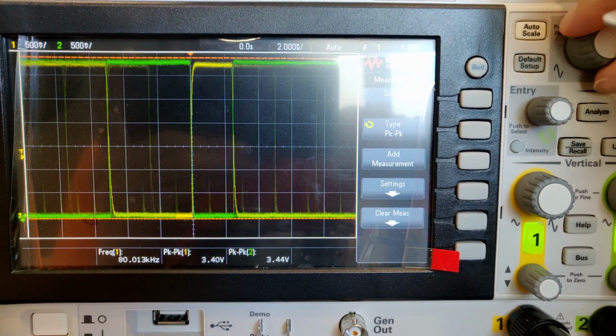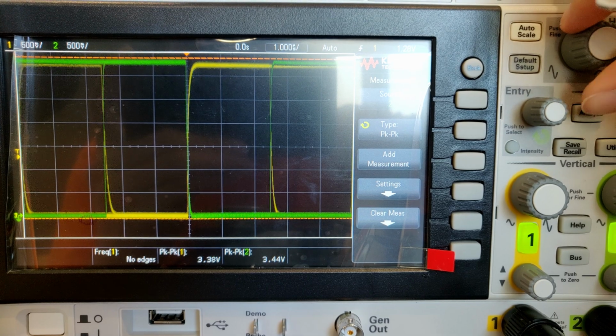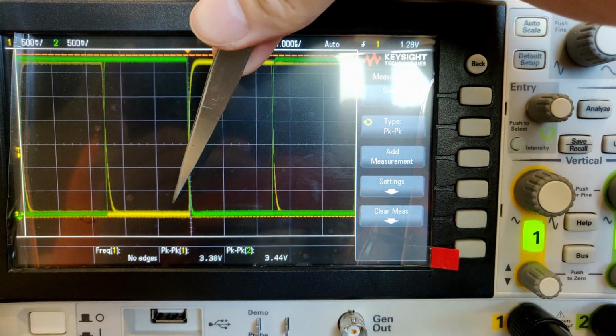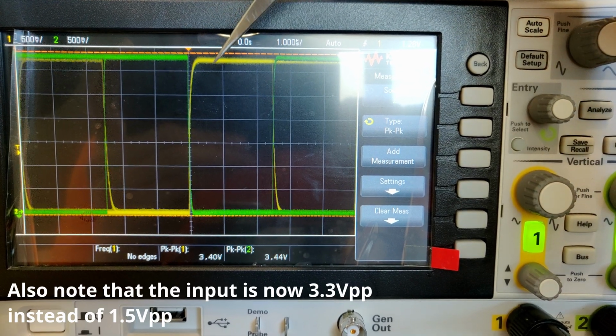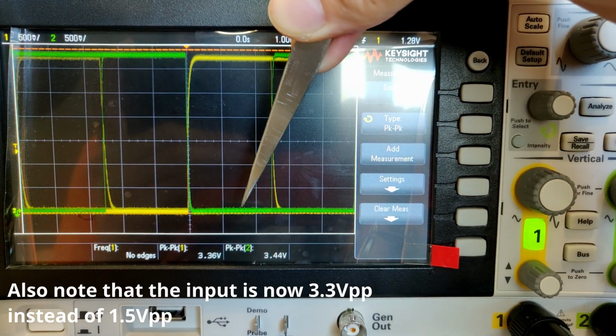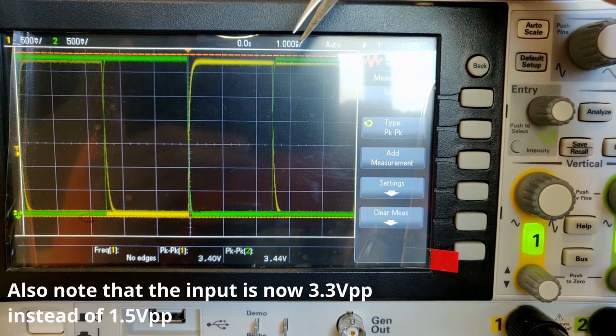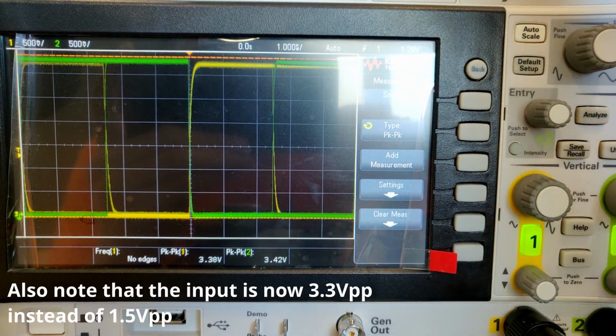Let's see if I can zoom in here. Yeah, you see? Whenever channel 1 is low, channel 2 is high. When channel 1 is high, channel 2 is low. This is how the inverter is supposed to work.